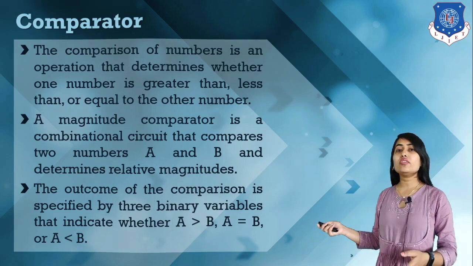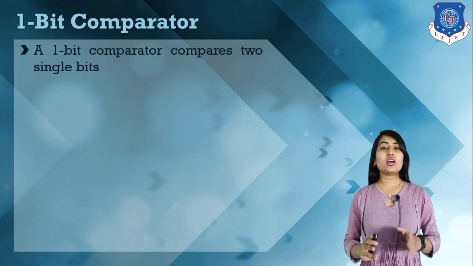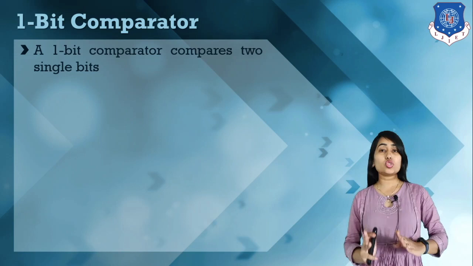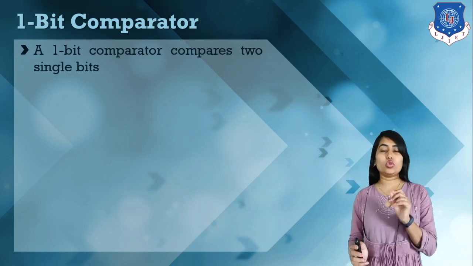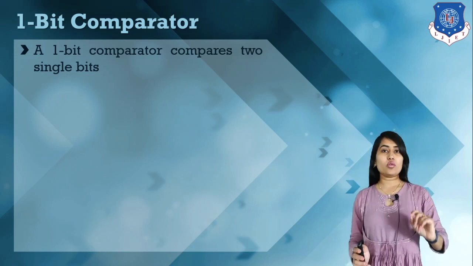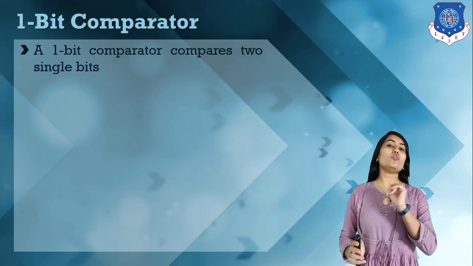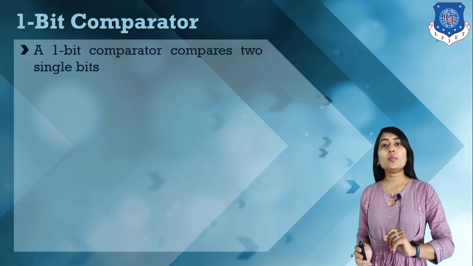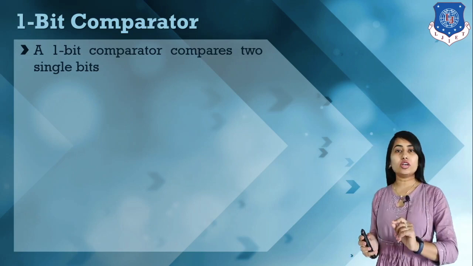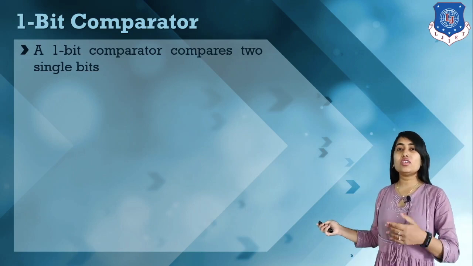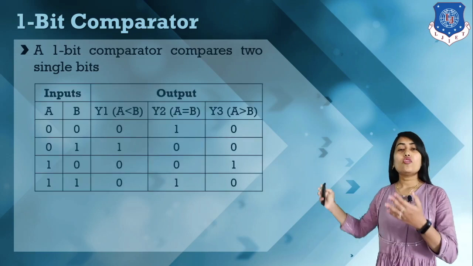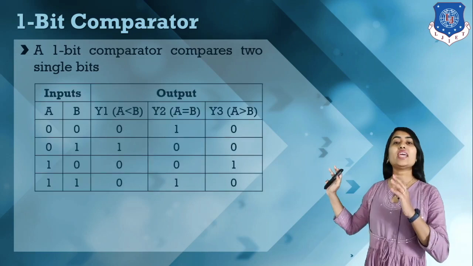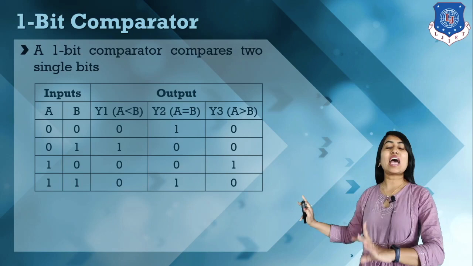Here we have first the 1 bit comparator. This 1 bit comparator compares two numbers having 1 bit. In the A number we have 1 bit, in the B number we have 1 bit. So here we have this kind of truth table for this 1 bit comparator. We have A and B, two numbers having 1 bit.